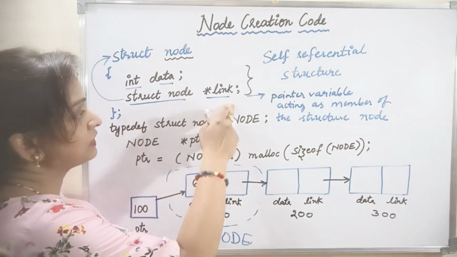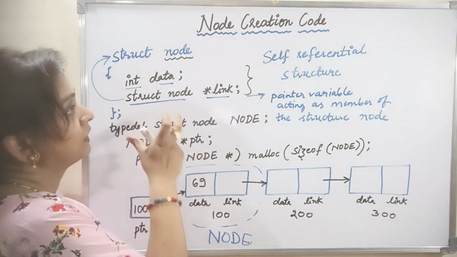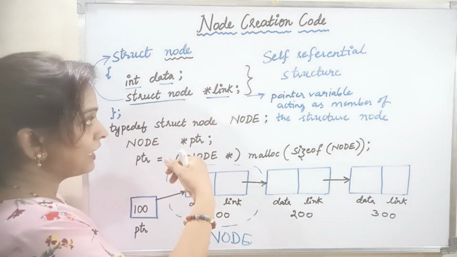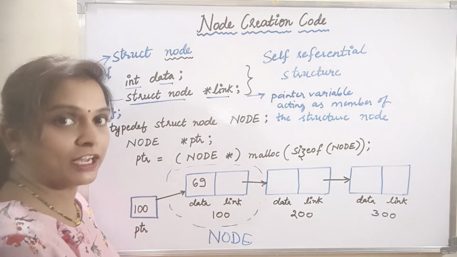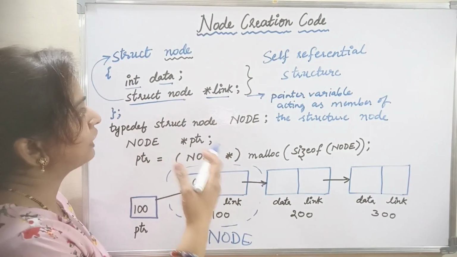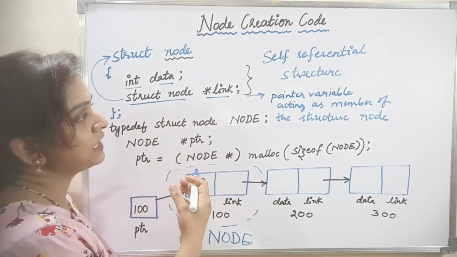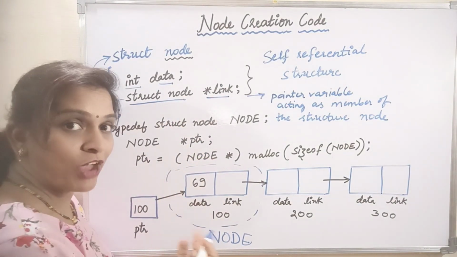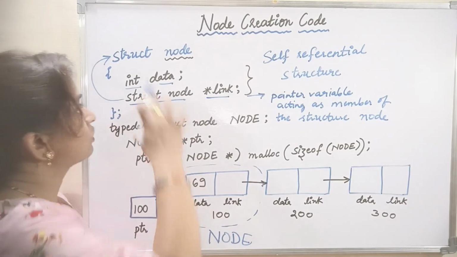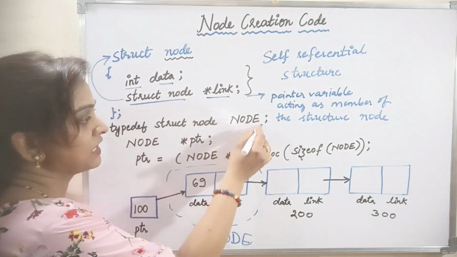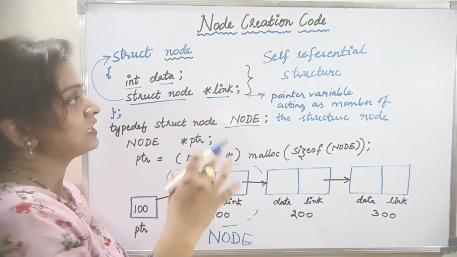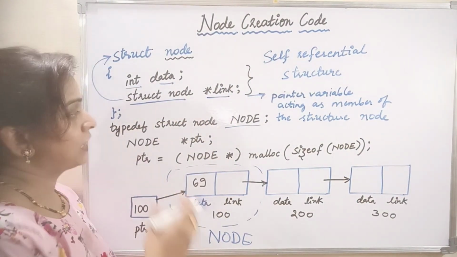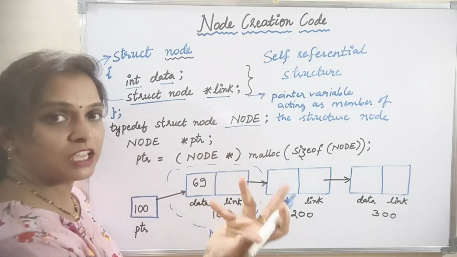So this is the node creation code, and then later we have to use that node type and allocate the memory. Every time I want to use the structure type of variable, so you all know, this is structure definition and this is structure declaration. Structure definition defines the members and structure declaration defines the variable.